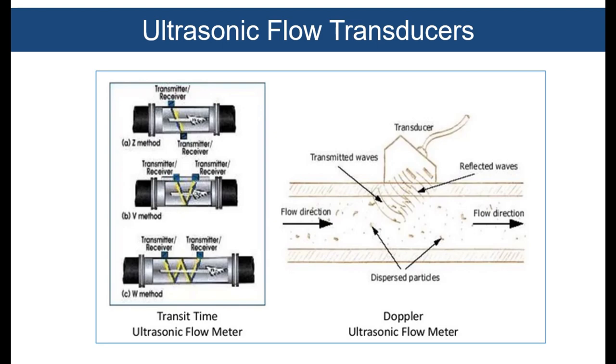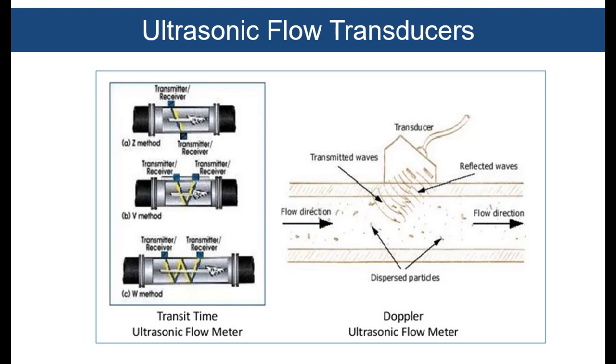So in the Z method, what's happening? We have the circuitry in which a transmitter and receiver are added at two positions. One is at the top and one is at the bottom. And the flow is inside between the cavity, which makes it in the form of Z. That is why it is implemented in the form of Z across the cross-sectional area. That is, it is known as the Z method.